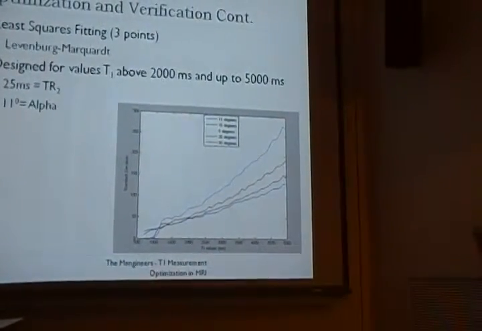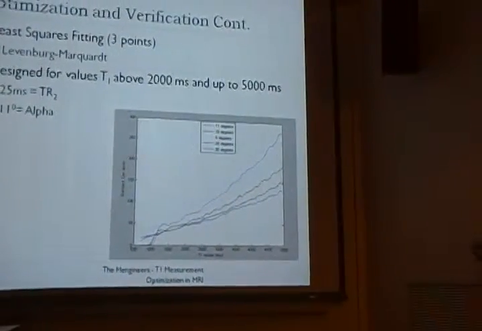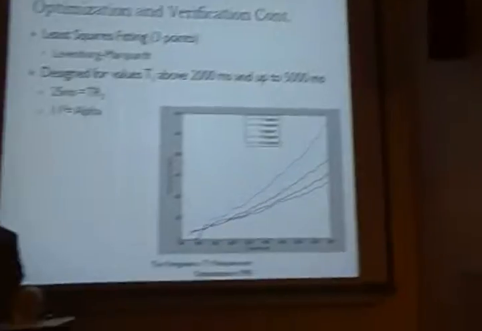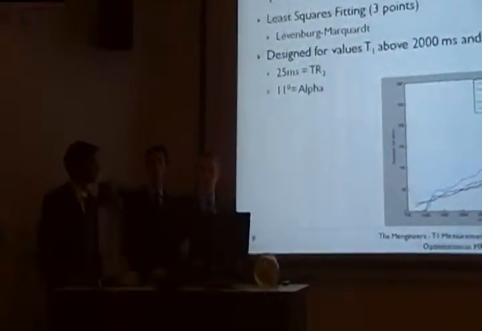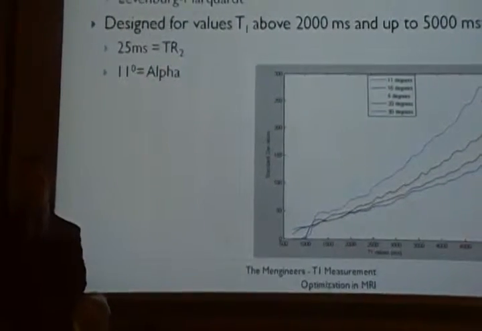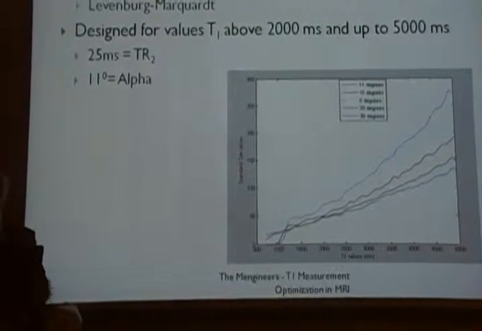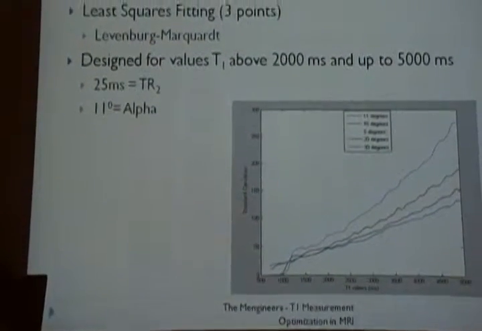And the bottom line, the blue one, is 11 degrees, where we have the best precision all the way across the board. And we chose a TR of 25 milliseconds because with a decent resolution that we ran at the magnet itself here at Krasnow, it came out to a scan time of about 5 minutes for the third point and 10 minutes for the total scan, which is definitely acceptable.